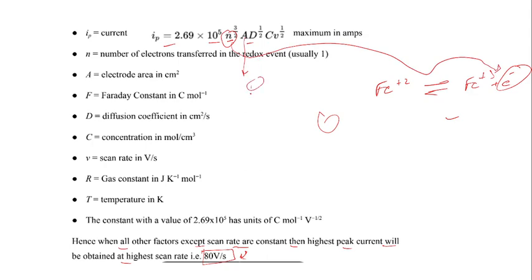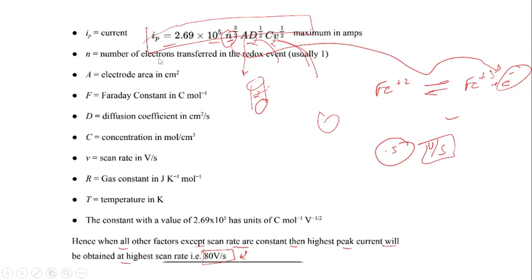Suppose your electrode is cylindrical, so you need to find out how much area is being used. Then D is the diffusion constant. C is the concentration in mole per centimeter cube. Then v is the scan rate. Scan rate means how much voltage you are increasing per second. Suppose you are increasing only 0.5 volt per second, so your scan rate will be 0.5 volt per second. All other parameters are very simple. By using this equation, it can be derived that it is only 80 volt per second scan rate.